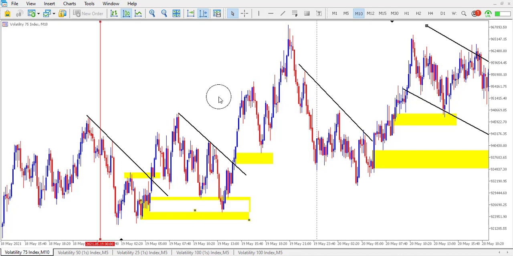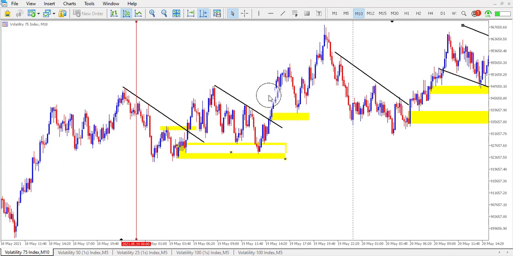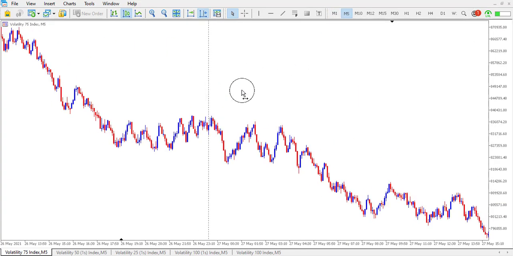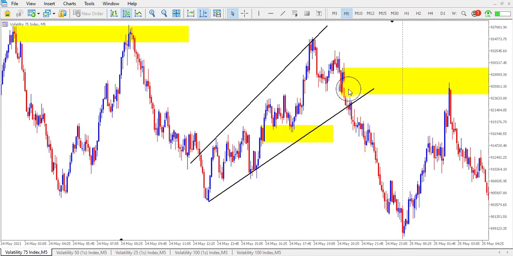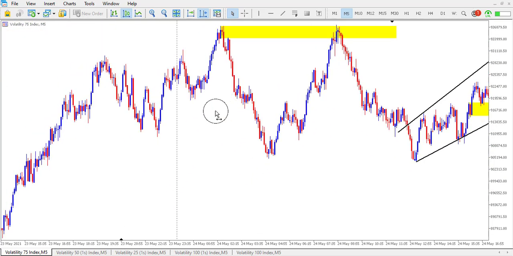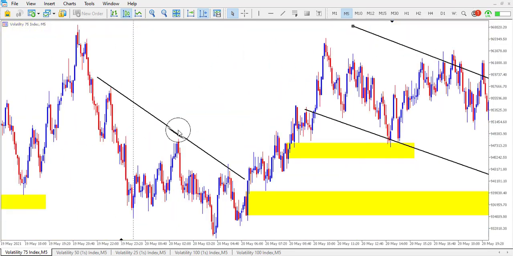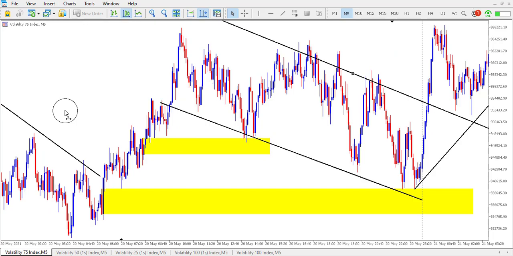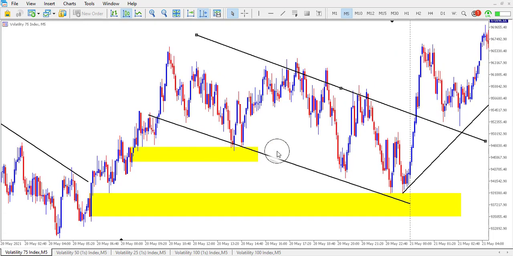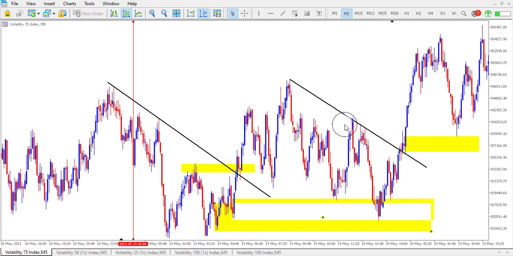Okay, so this is the beginning of the day for this chart. This is the volatility 75 M5 chart. I love the M5. So this is the M5 and this is what we are having here. Okay, so let's look at this and you will see that we are having price moving up, price moving down, price doing everything it's doing. Okay, so let's look at this one first.